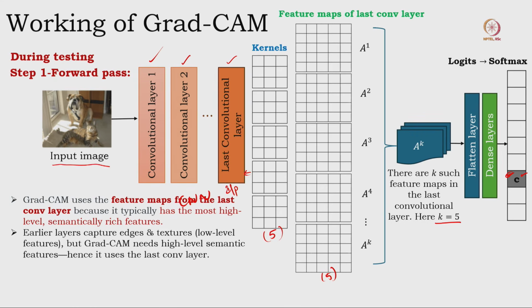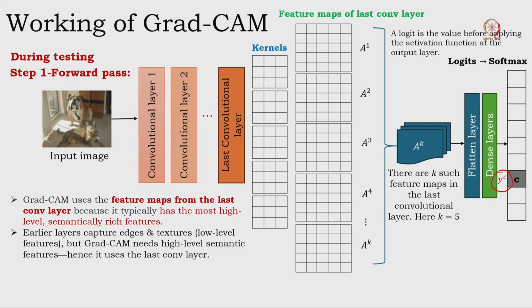For the class to which the model has predicted this input, we are going to take something called YC. What is this YC? YC is a logit. At the output layer we get one value, and this value is passed to a softmax activation function. Suppose you have 4 neurons at the output layer.